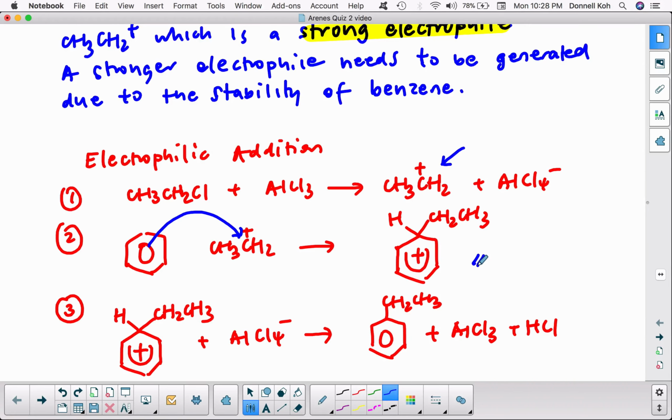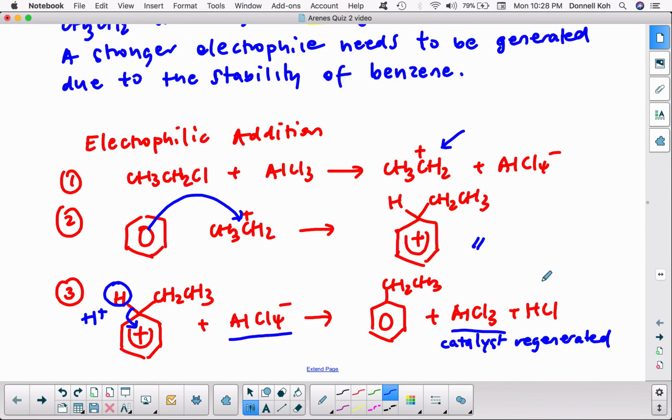The third step is the loss of the proton. Draw the arrow coming from the C-H bond back into the benzene ring. With the loss of this proton, H+, it will combine with AlCl4- and regenerate the catalyst. So this is the catalyst that's regenerated, resulting in the formation of ethyl benzene. Okay, let's look at the next question.